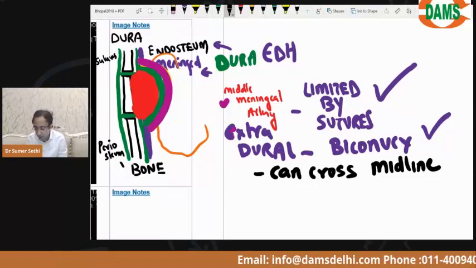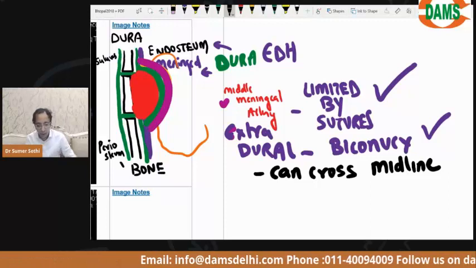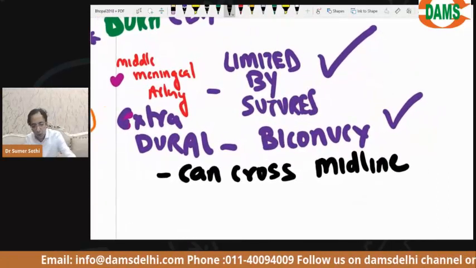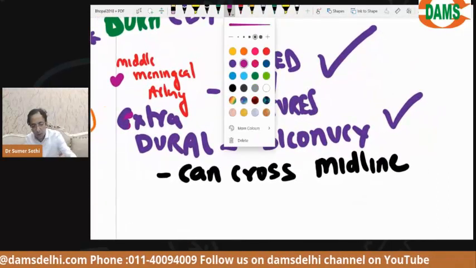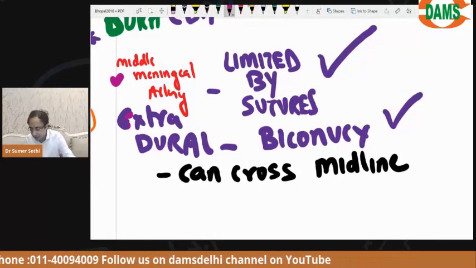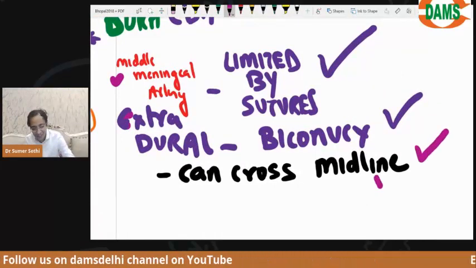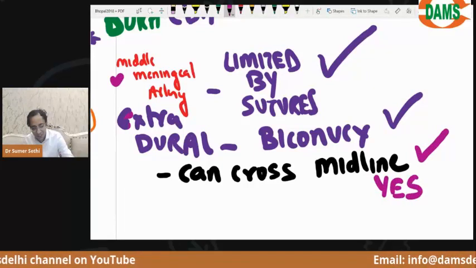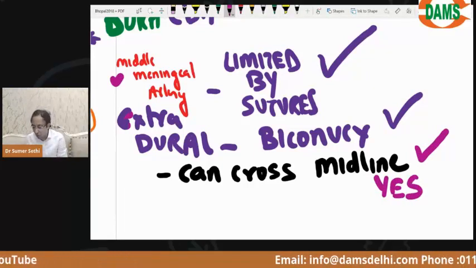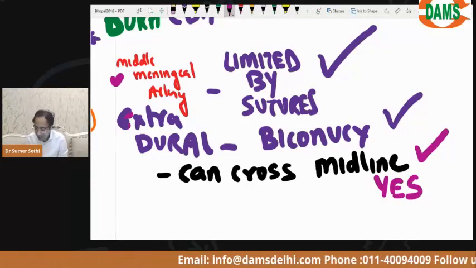EDH is a very important question, very often asked. EDH can cross the midline. Yes or no? What do you think? The answer is yes. Surprise, surprise. And that is why now you know where you were doing it wrong. But yes, it can cross the midline.